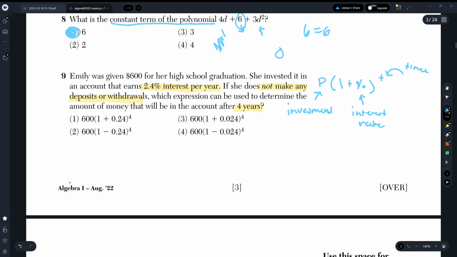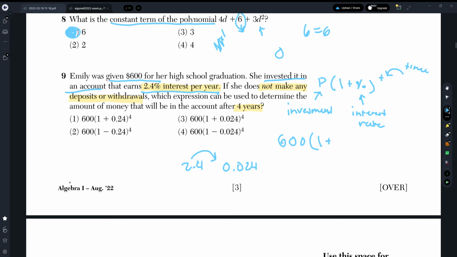So using this formula, we can solve this. We know that she invests 600, right? She was given and she invested it in an account, all of it. So we have $600 invested in an account. Then we have 1 plus, right? That earns 2.4% interest per year. So our interest is 2.4%. I'm not going to write 2.4. I'm going to convert this into a percent, and that percent is equal to 0.024, right? And since it gains, it's going to be positive. So 1 plus 0.024. And then our time, 4 years, raised to the power of 4. So which answer choice says this? It's answer choice number 3.